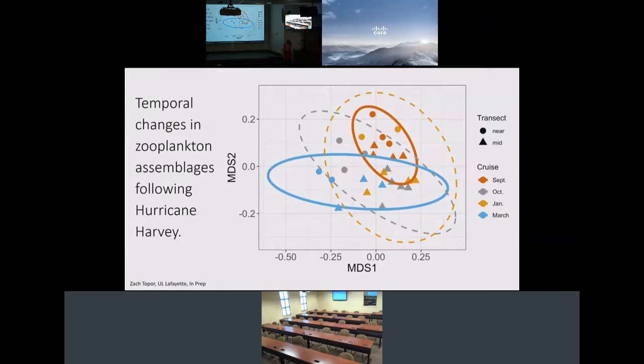What you're looking at here is a non-dimensional scaling plot showing the aggregations of the planktonic assemblages for each one of these time points. The shapes are the spatial components. The circles are near shore and the triangles are mid-shelf. One thing that pops out is that our September cruise, the NOAA cruise, the one that was most recent after Harvey, is different than our October and definitely our March. So we're seeing a succession of assemblages. There are different communities that are developing.